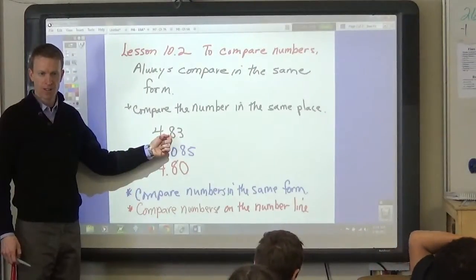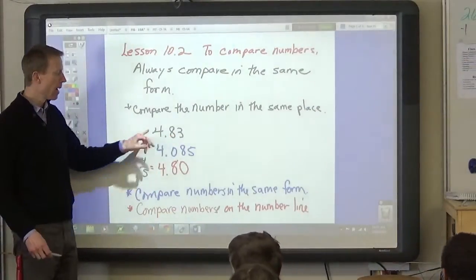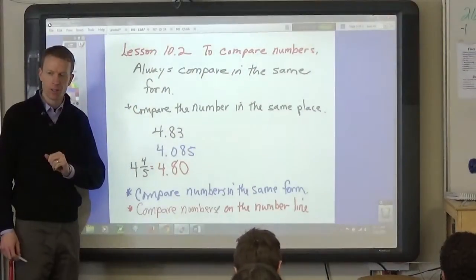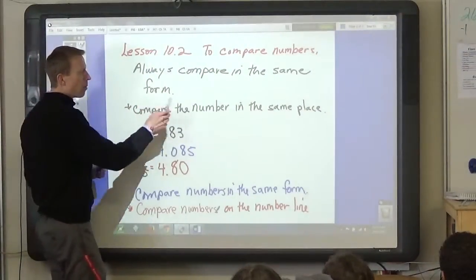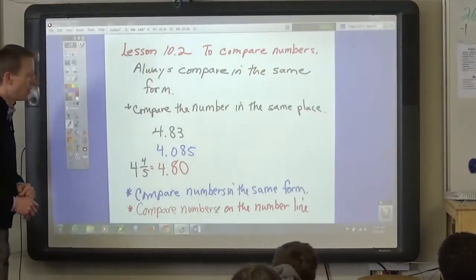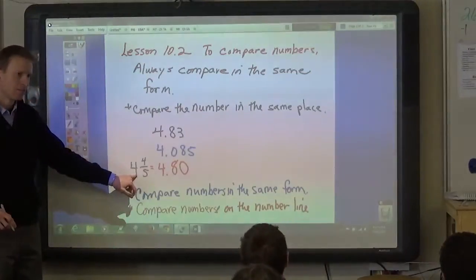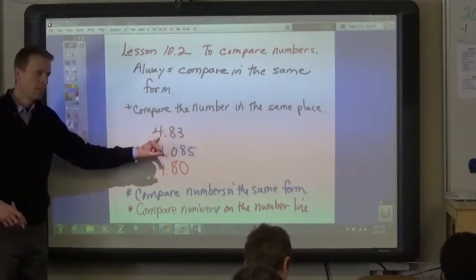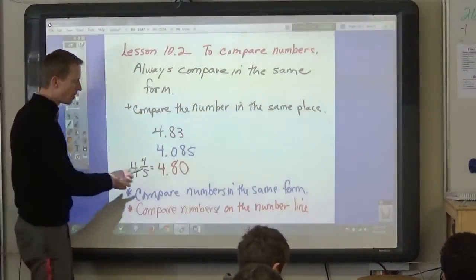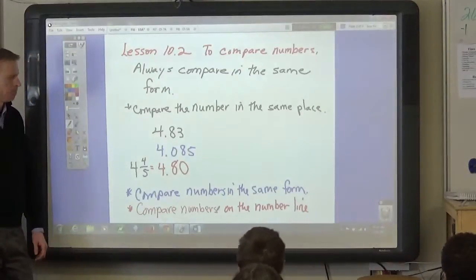The place value. Okay? And when you're comparing numbers, you have to compare them in the same place value. You have to compare numbers in the same way. So if you have a mixed number and two numbers in decimal form, you can't compare those numbers until you put the mixed number into decimal form.